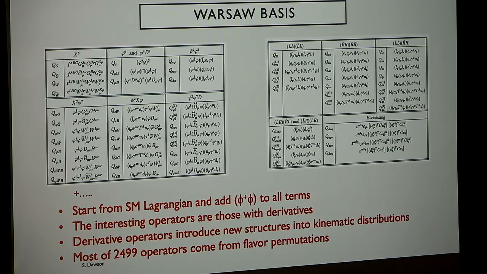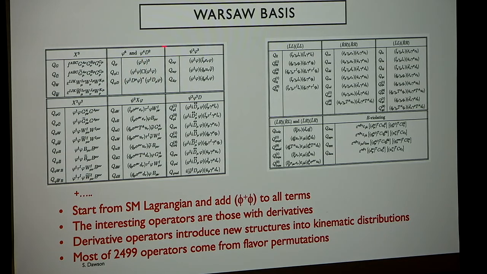Okay, so we have a basis of operators here. It's called the Warsaw Basis. As Anish mentioned, it took many years to get this basis complete, and there are a lot of operators here. So let's look at a couple of them. Let's look at the ones in this column here. Here are guys that just have the Higgs doublet. So you have phi dagger phi cubed. That's the one we talked about before.